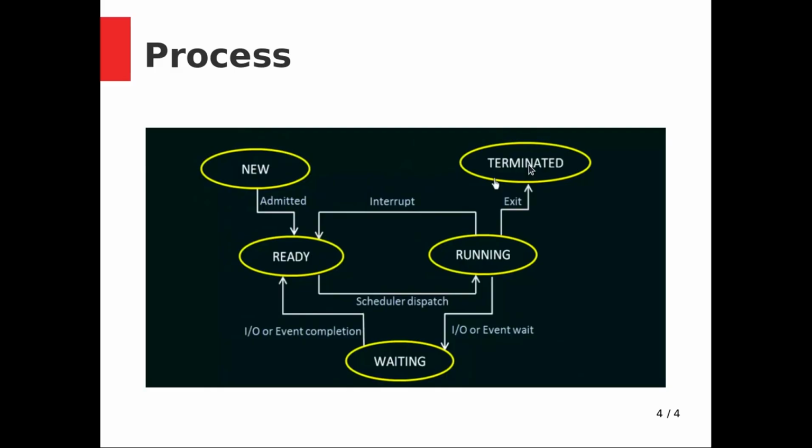So a program in execution is called a process. A process has the new state, ready state, waiting state, running state and termination state. This is all about the process and its states.